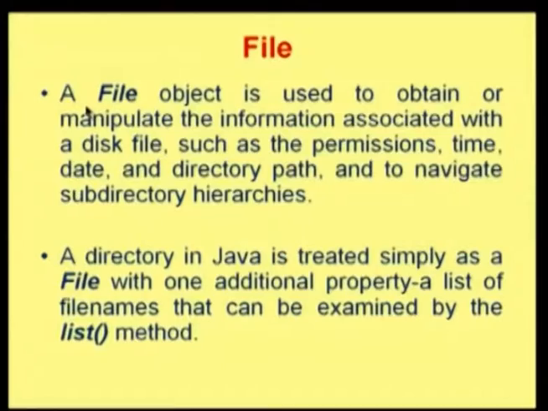First we will look at what a file is. A file is an object that is used to obtain or manipulate the information associated with the disk file, such as permissions, time, date and directory path, and to navigate the subdirectory hierarchies. A directory in Java is treated simply as a file with one additional property, a list of file names that can be examined by the list method.